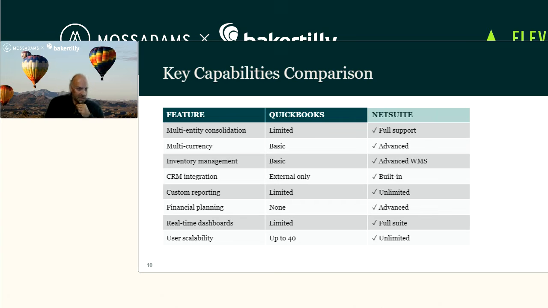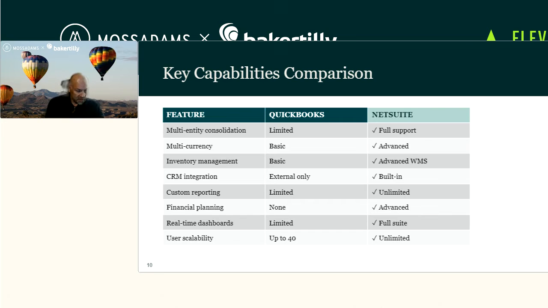The first one is that multi-entity consolidation. QuickBooks is very limited, right? You usually will have to have multiple instances of QuickBooks in order to even run multiple companies, dump all that information into, say, Excel or into some other reporting consolidation tool, and then try to do your reconciliation from there, which again, as we've noticed, is super time consuming. And by the time we get our information, it's usually outdated for us to make prudent decisions. Within NetSuite, that's full support.